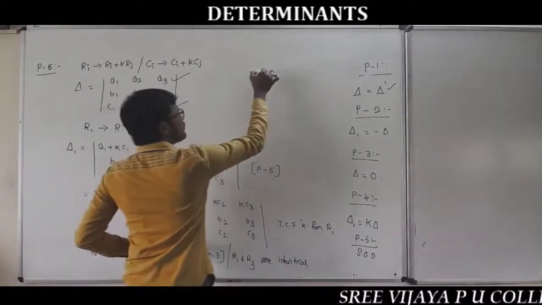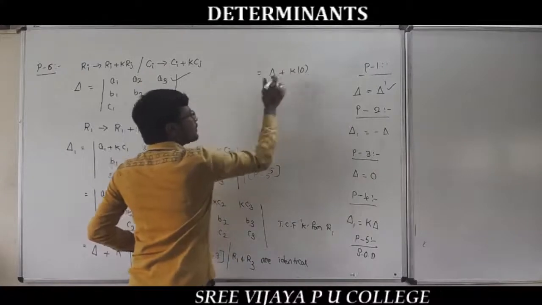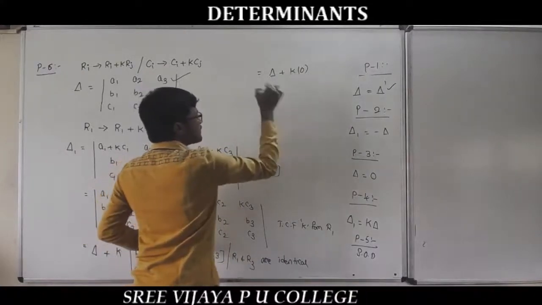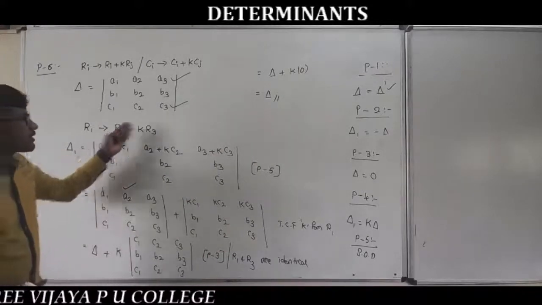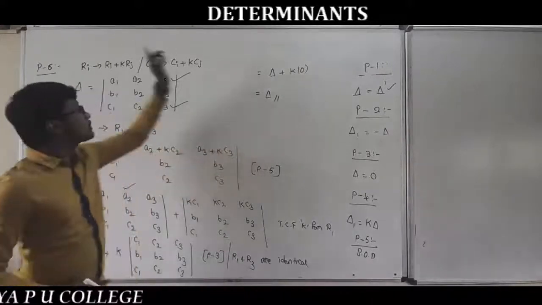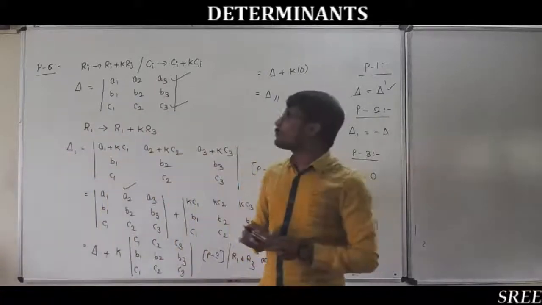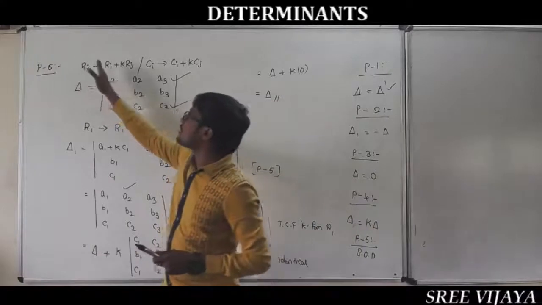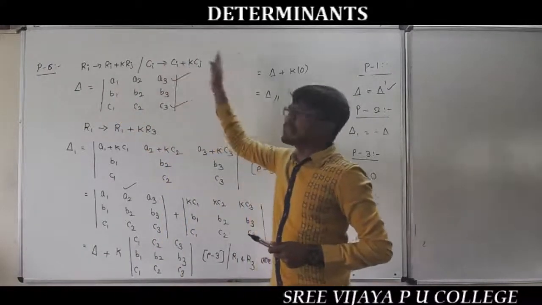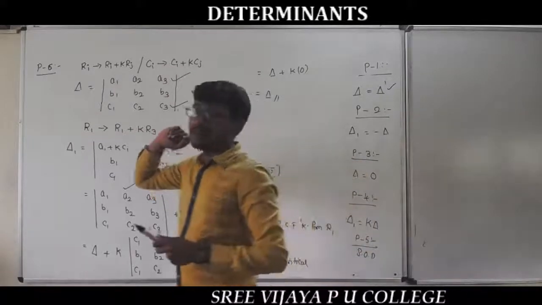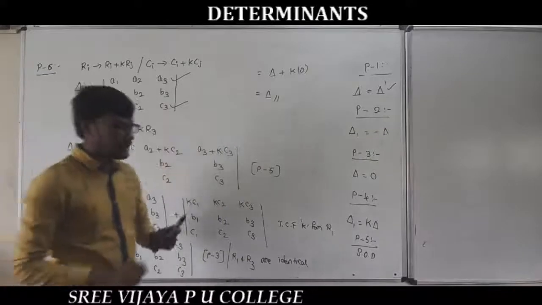So that equals delta plus k times 0. k into 0 is 0, so 0 plus delta is delta only. So see, even if you change to delta 1, you get the same delta. So in a determinant, if you apply elementary operations like Ri changes to Ri plus k Rj, or Ci changes to Ci plus k times Cj, the determinant will remain as it is. So this is property 6.